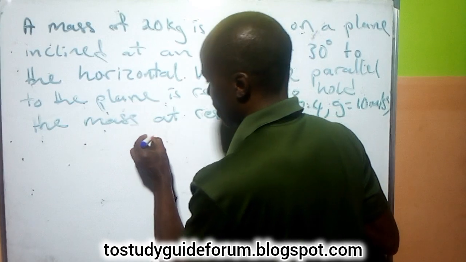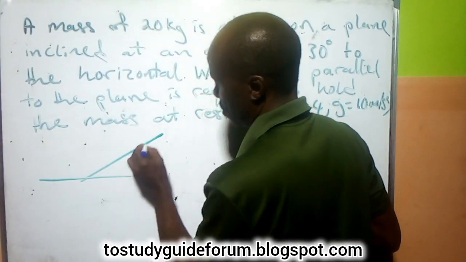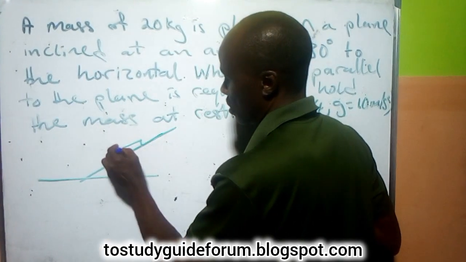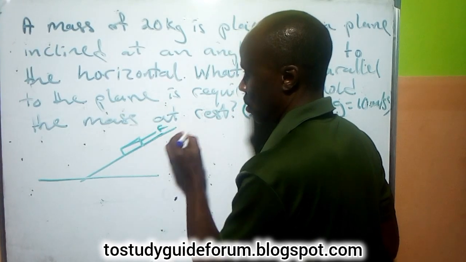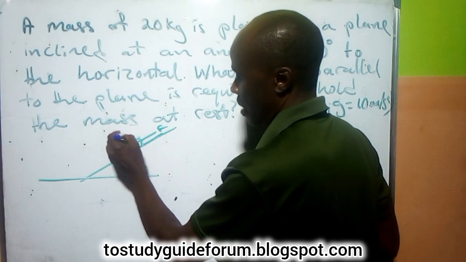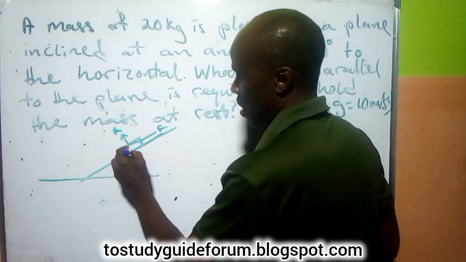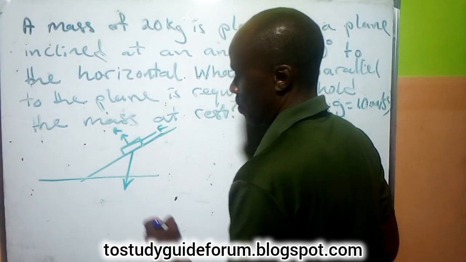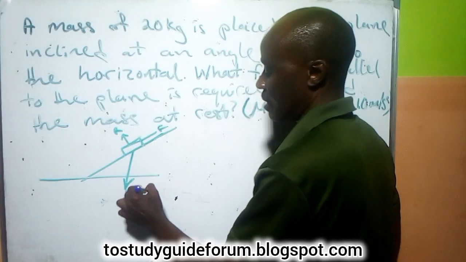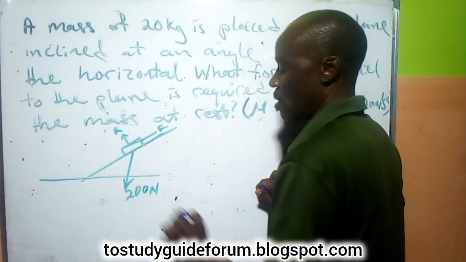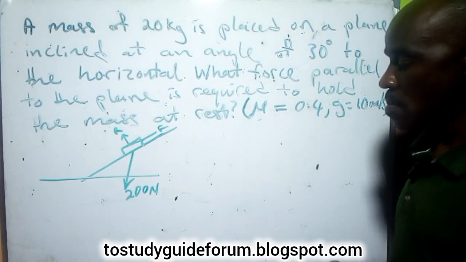The first thing, we can make a sketch of this to make it easier for us. So taking a sketch of this, we know that the force is going up, and then we have normal reaction here, and then we have the weight going down. This weight is then 20 times 10. That will give us 200 Newton.